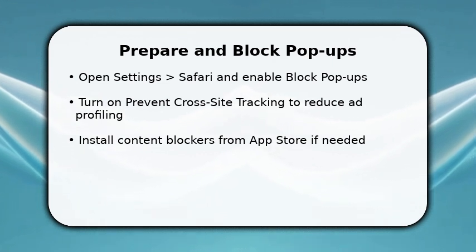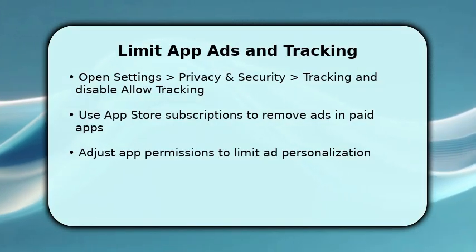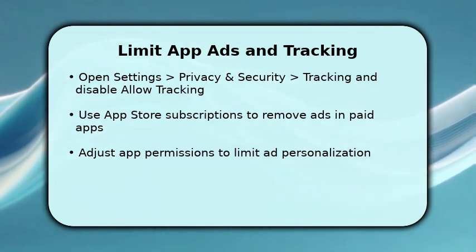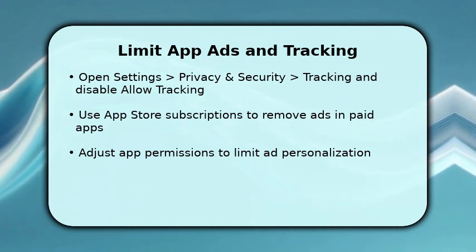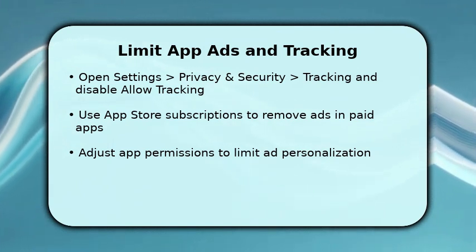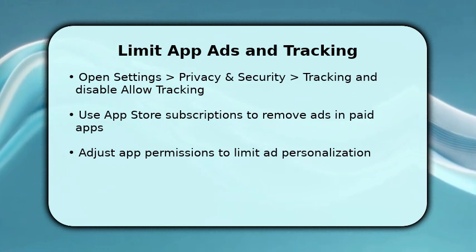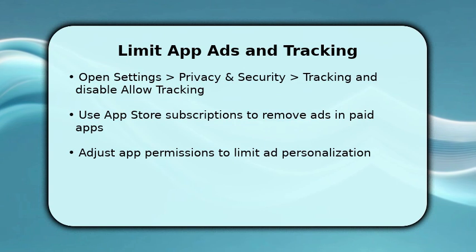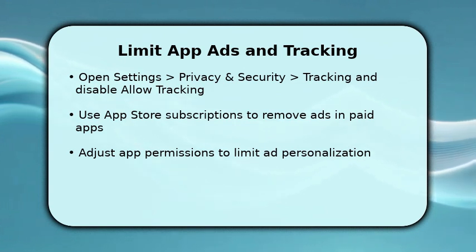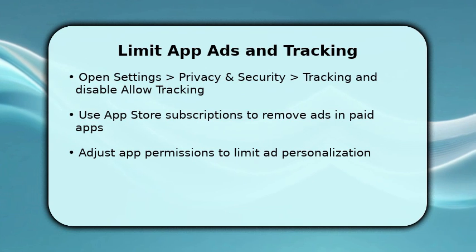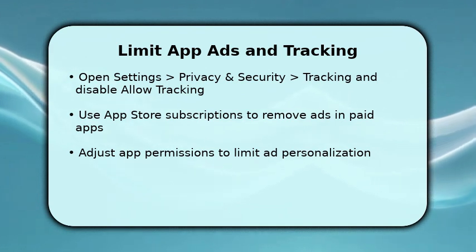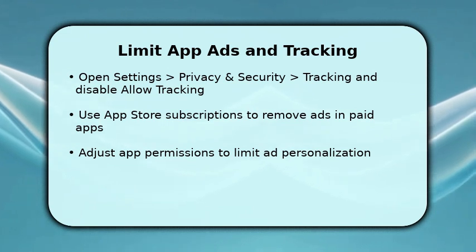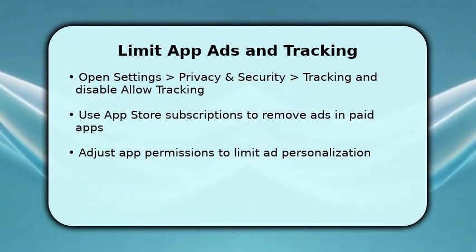while browsing. Next, you tackle in-app advertising and tracking. Go to Settings, Privacy and Security, and turn off Allow apps to request to track so apps can't follow you across other apps and websites. For apps offering ad-free purchases or subscriptions, buy the in-app Remove Ads option to stop their ad network calls. Also review each app's permissions. Deny access to unnecessary data like precise location or photos to reduce personalized ad delivery. These steps lower both ad volume and relevance.